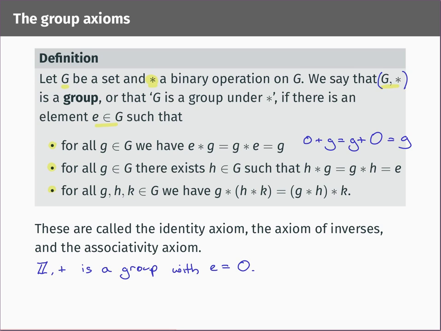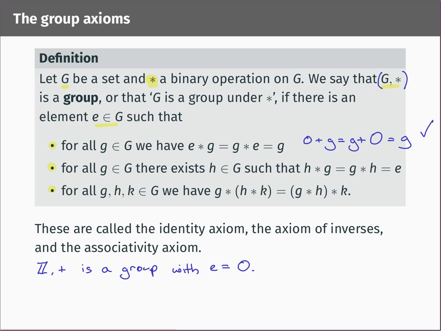Well, that's true because adding 0 doesn't change what you add it to. Okay, so this one's certainly true. The next axiom, the axiom of inverses, in our case, says that for every integer g, there must exist another integer h, such that h plus g and g plus h are equal to the element e from the previous axiom, which is 0. And of course, that's true.